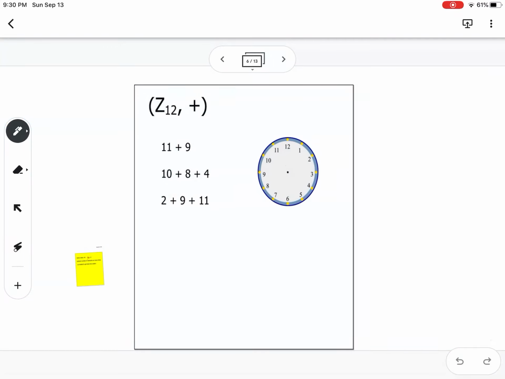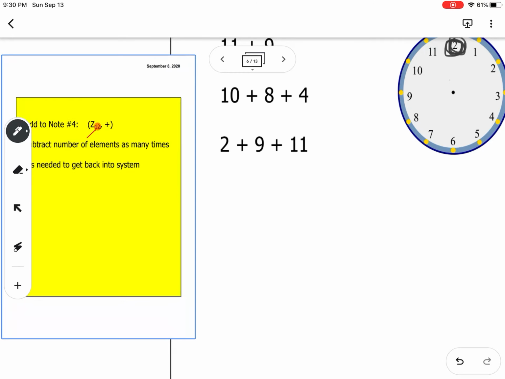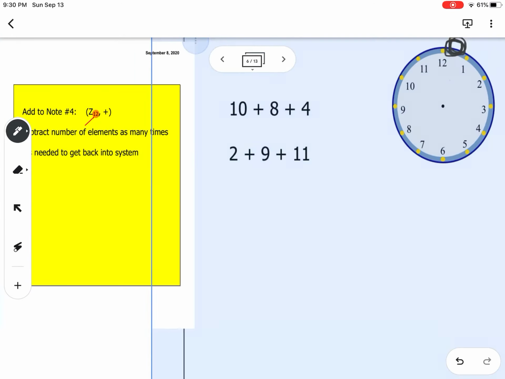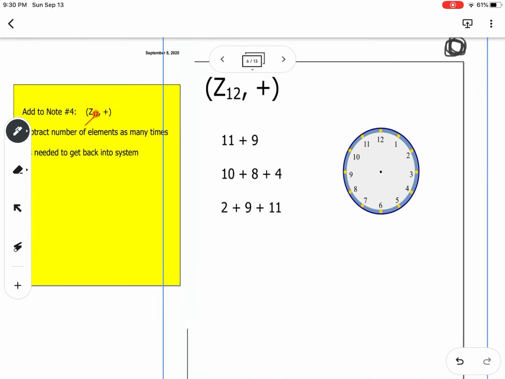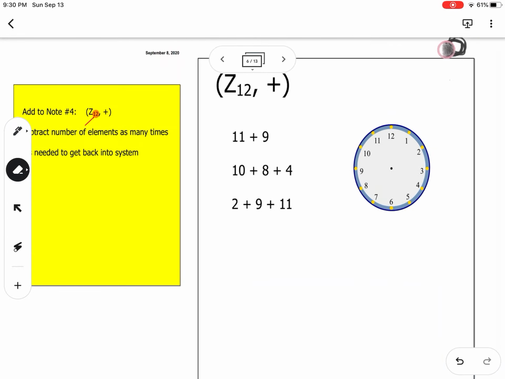So, what if we were in Z12 addition? When we were in Z12 addition, let's adjust this so I'm using 0. Let's make sure if we counted like Johnny, what would we get? And then if we used our new trick, subtract the number of elements, well, what would I get? So, whoa, a lot going on here.